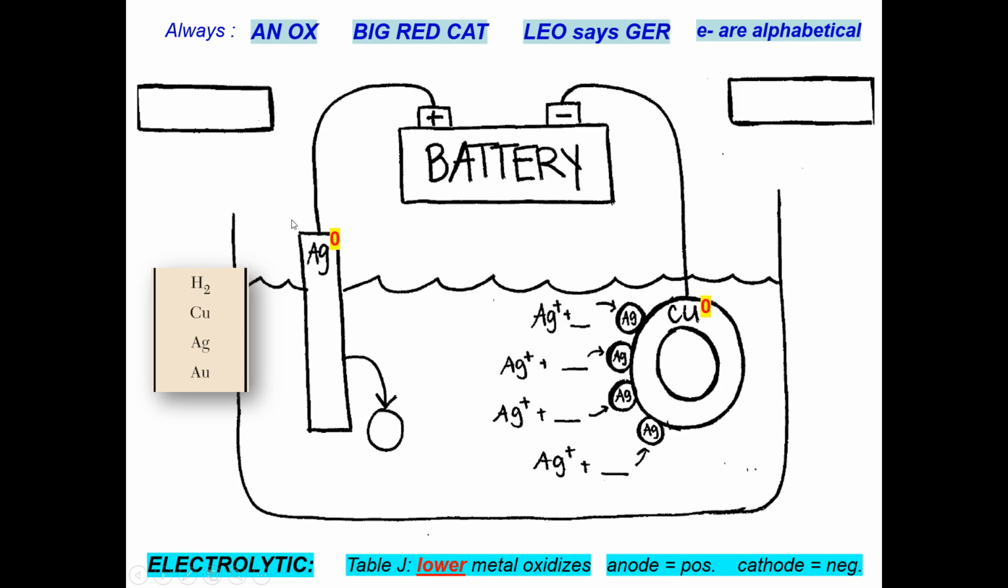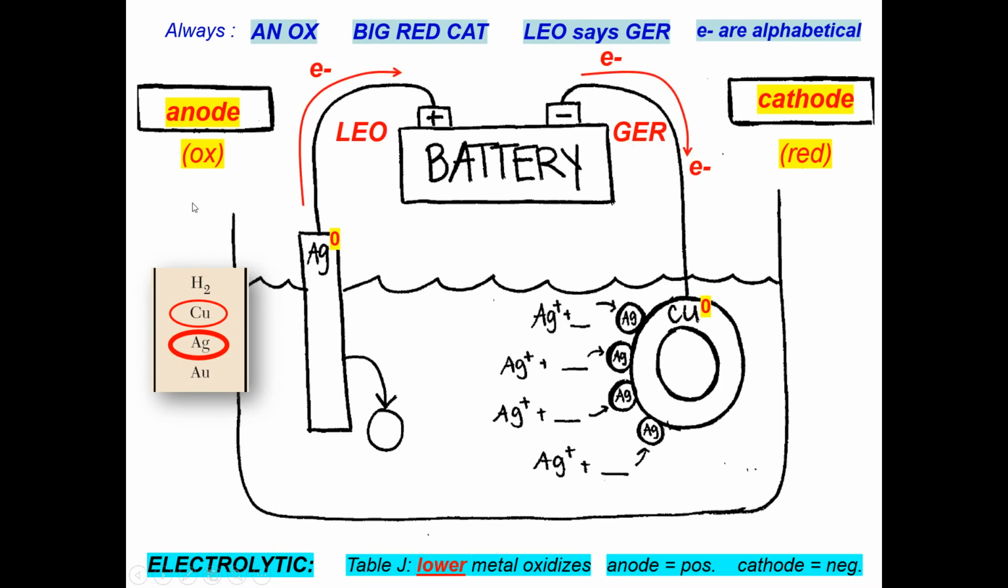Okay, first have a look at Table J and use AN OX to figure out which metal is going to be the anode, remembering that the Table J rule is backwards. Okay, we've got copper and we've got silver. In this electrolytic cell, the lower down metal is going to oxidize. It's backwards from the voltaic cell Table J rule. That means that the silver side will be the anode where oxidation occurs. Again, the lower down metal oxidizes for an electrolytic cell. That means that over here on the right, the cathode will be the piece of copper. That's where reduction will happen, because AN OX and RED CAT are true everywhere.